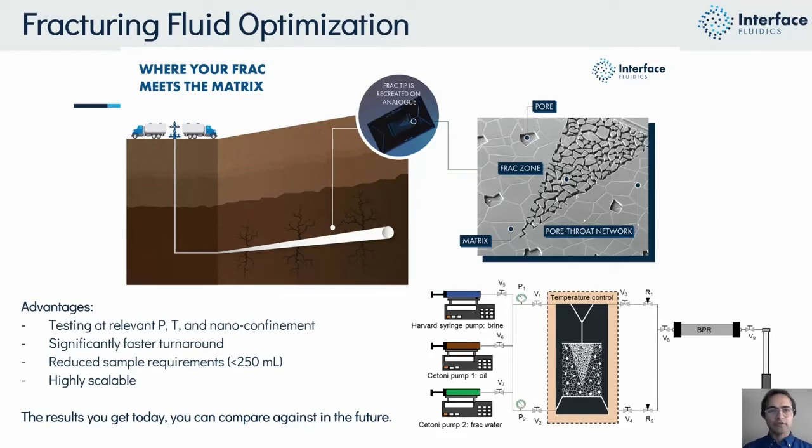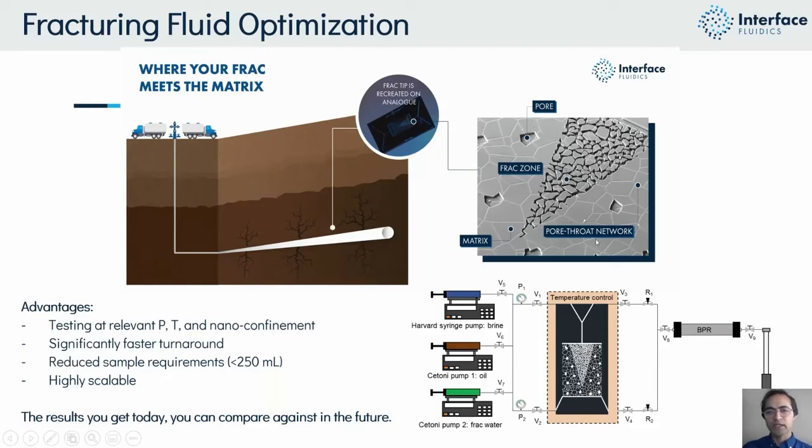Specifically on the fracturing fluid optimization, I think everyone in this webinar knows what a frac process or frac job is. The idea is to improve the permeability near the wellbore in unconventionals and tight formations by creating and inducing fractures through injecting the frac fluid at very high pressures. What we do at Interface, we design an analog that replicates the connectivity of the fracture into the matrix.